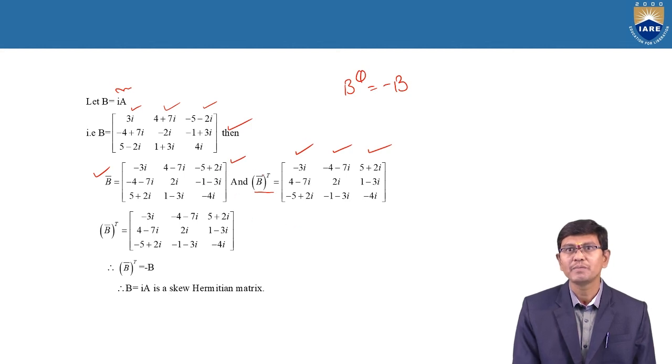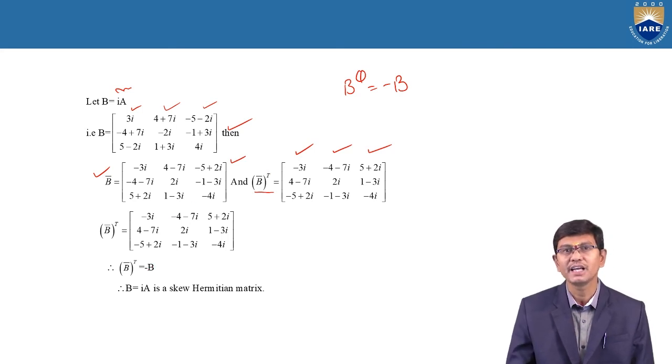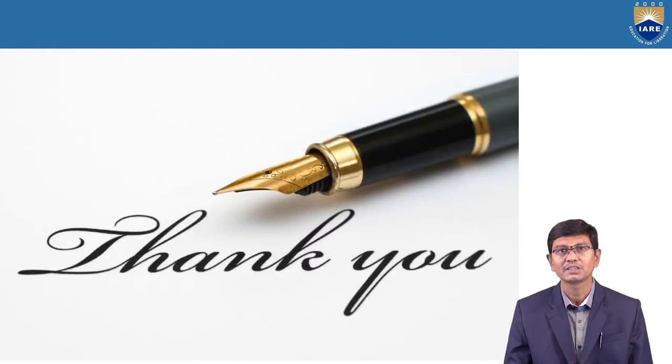Therefore, it is clearly B power theta. In these matrices, if you take out the common negative in the total matrix, clearly we obtain that negative of B is satisfied. Therefore, here B, equal to i into A, is a Skew Hermitian matrix.